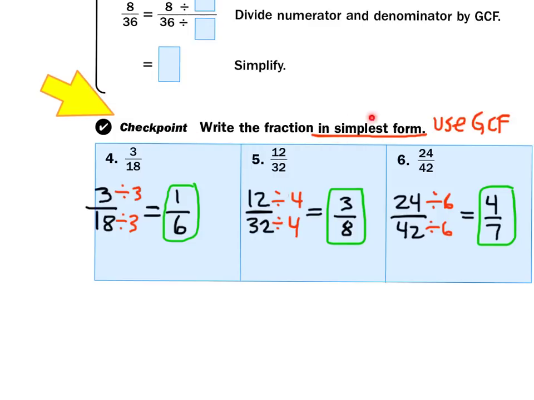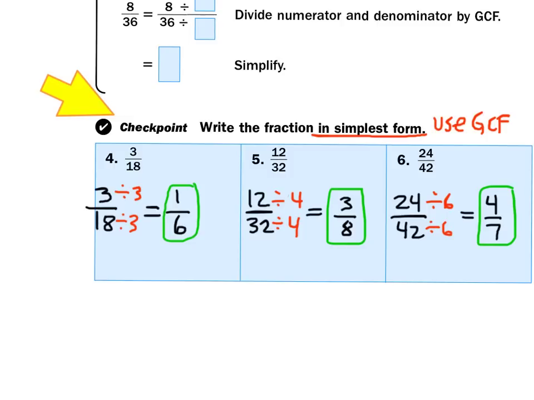All right, take a look at checkpoint. Write the fraction in simplest form, and I want you to use the greatest common factor of the numerator and denominator. So take a look at number 4. I wrote 3 over 18. I know 3 is the greatest common factor of 3 and 18, so I divided by 3, the top and the bottom. That gave me 1 over 6.